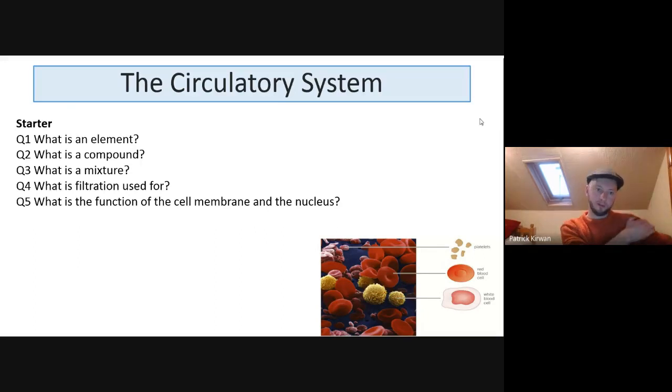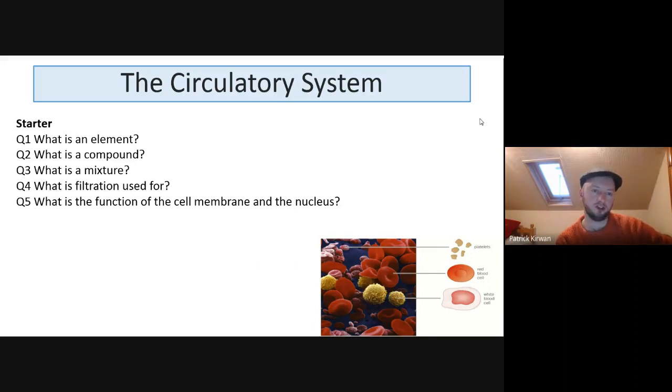Right, so an element is made up of one type of atom. What is a compound? A compound is when two different elements, or two different atoms, are joined together chemically. What is a mixture? A mixture is two or more different substances that are mixed together. They're easily separated because they're not chemically joined together or chemically bonded.